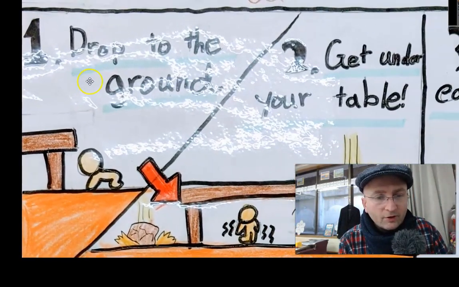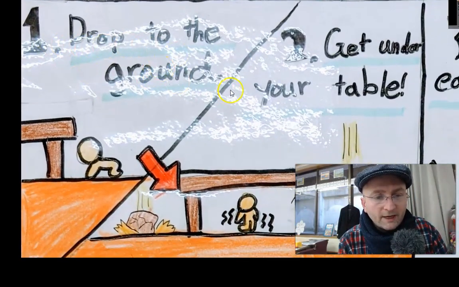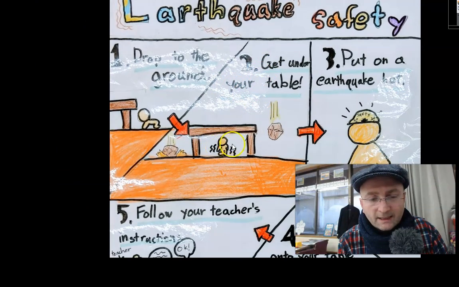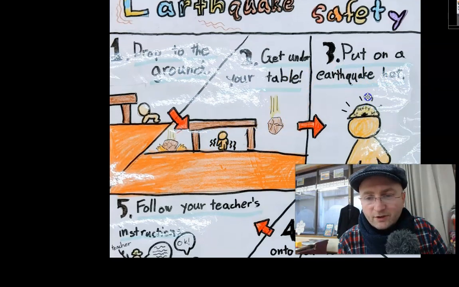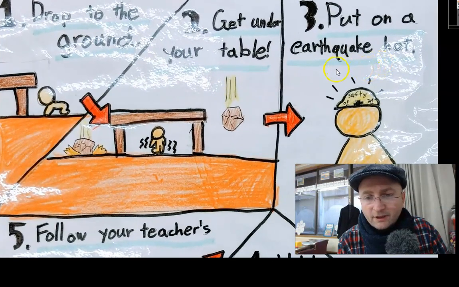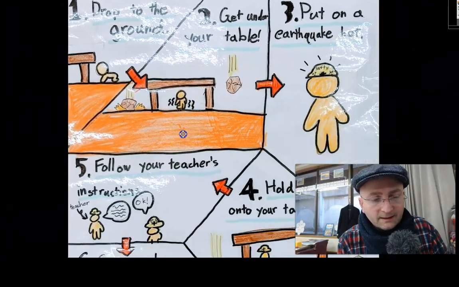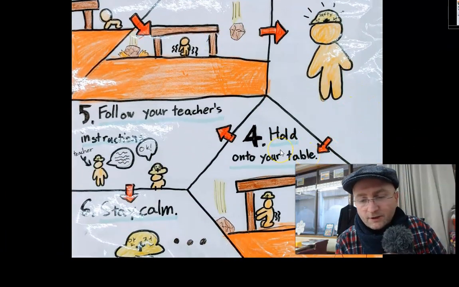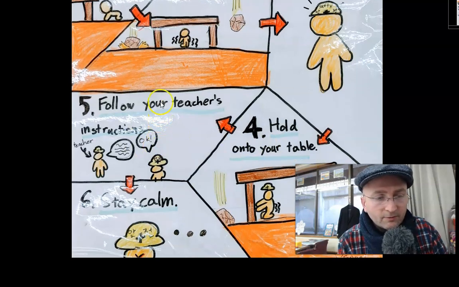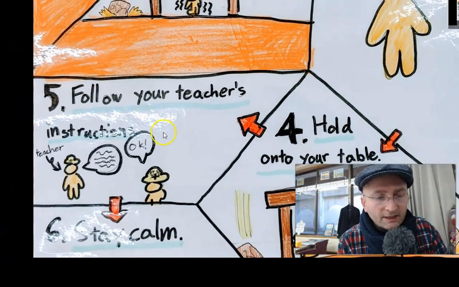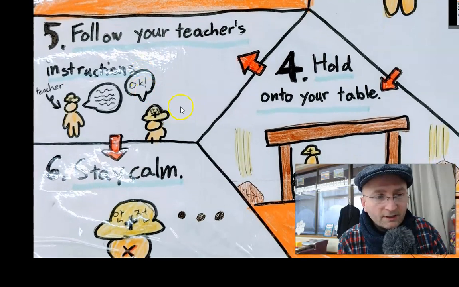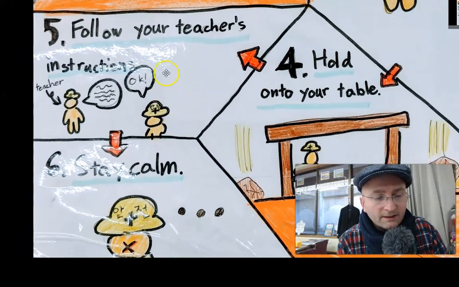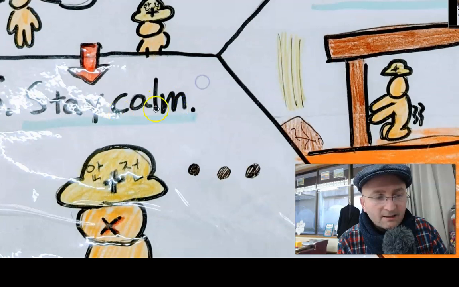Number one, drop to the ground. Number two, get under your table. Number three, put on an earthquake hat. Number four, down here, follow the arrows. Hold on to your table. Number five, follow your teacher's instructions. Number six, stay calm.